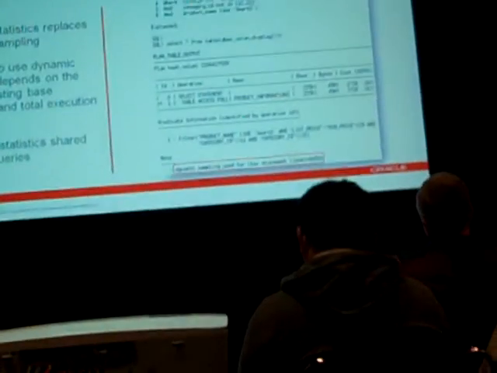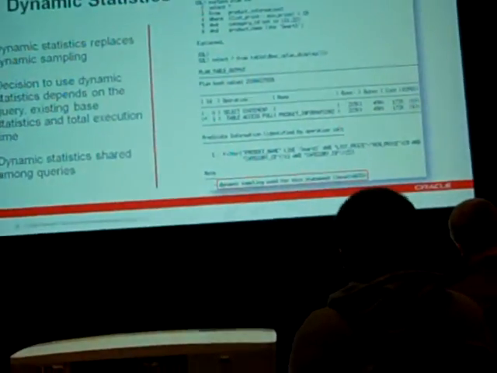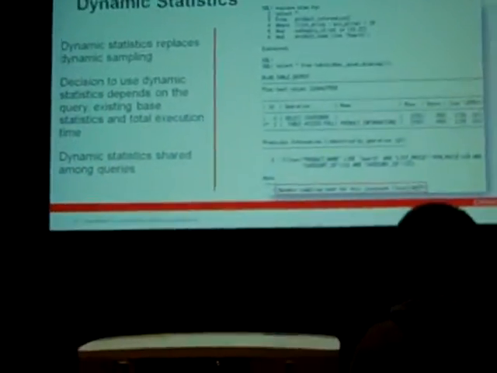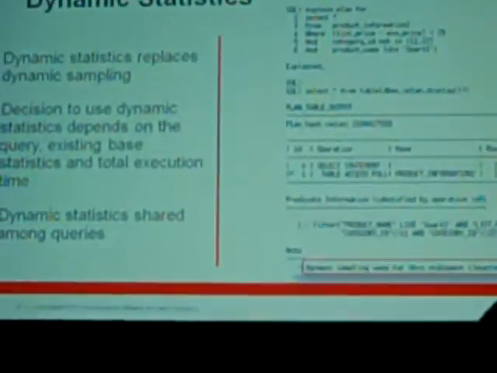Dynamic statistics replaces what was originally called dynamic sampling in previous releases, and it gives us the ability to find out more information about the objects and about how the where clause predicates that you provide affect the rows within those objects. The decision to use dynamic statistics is based on the complexity of your query, how long we think that query is going to run. And the advantage of dynamic statistics over the old dynamic sampling is that the information recorded during one query is now stored and can be shared among other queries.